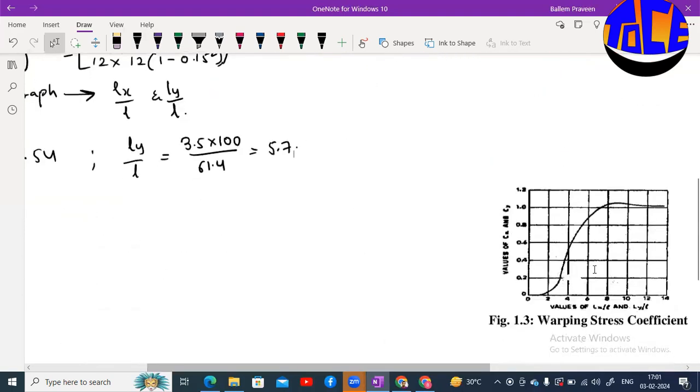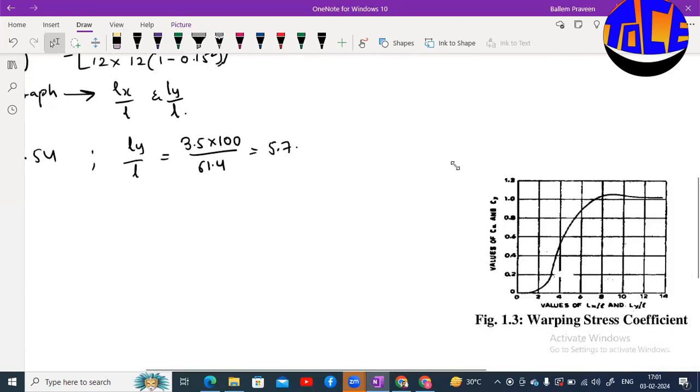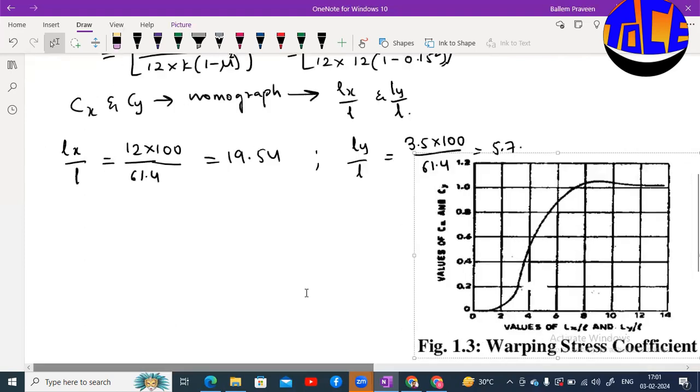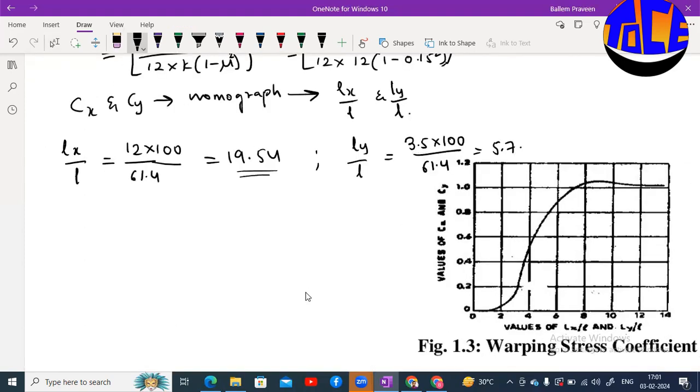So here you have the warping stress coefficient graph. We need to refer to this graph to find out Cx and Cy. So we got the Lx by L ratio as 19.5, but here we have only up to 14. So for values greater than 14, we can take the same value, that is 1. Okay, so we can take all the values greater than 14. We can take the line intersecting here itself.